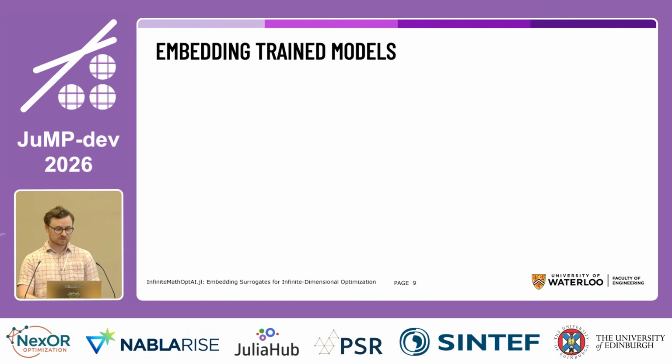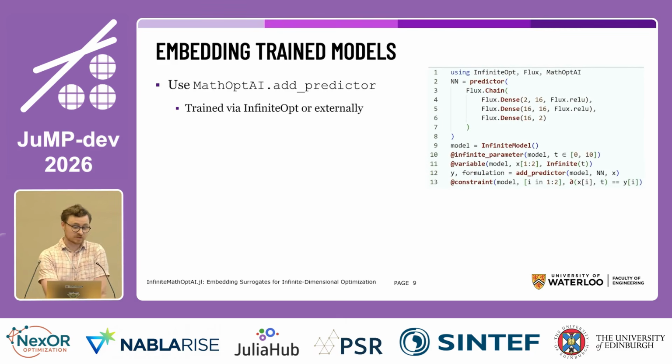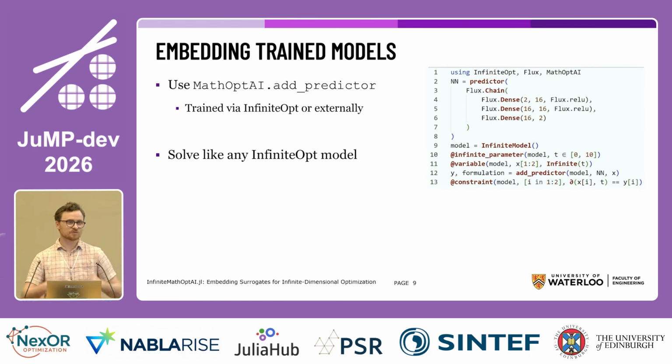And so once it's trained, you can embed it just like you would normally with a JuMP model. So you just use this add_predictor function from MathOptAI. I take my network here, just embed it in there, have my differential equation there for my neural DAE. And you can train that either from InfiniteOpt or externally, or sometimes you do both.